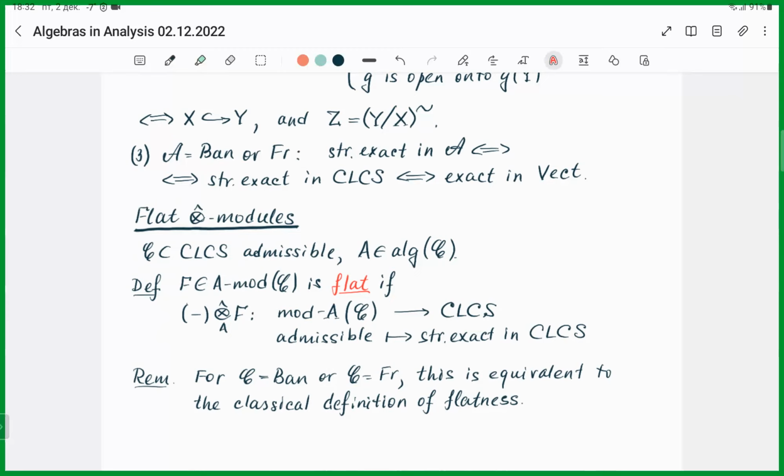If C is the category of Banach spaces or the category of Fréchet spaces, we see that this definition is equivalent to our earlier definition, that is the classical definition of flatness, just because of this remark. So strict exactness in this category is equivalent to algebraic exactness, to the exactness in the category of vector spaces.